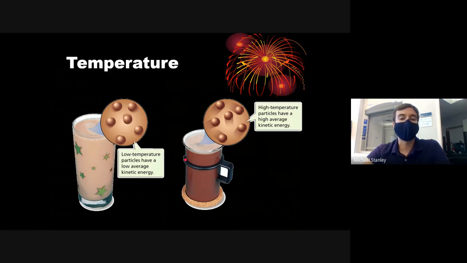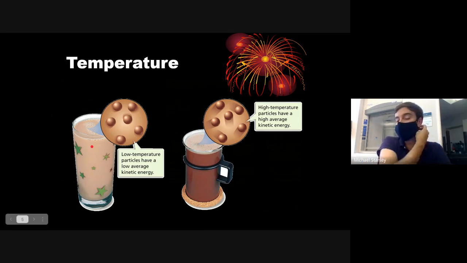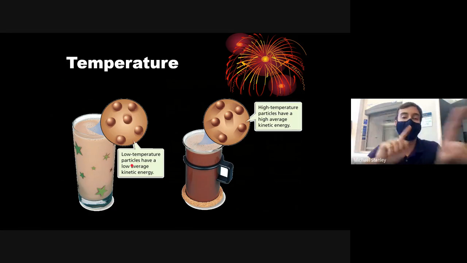So for example, if we have two chocolatey drinks here, right? We have, let's say, some chocolate milk fresh out of the fridge and some hot cocoa. The chocolate milk is pretty cool, and so the particles in it are not moving very fast. They're low temperature particles, which means they have low average kinetic energy. They're moving kind of slow and sluggish. They're really not moving fast.